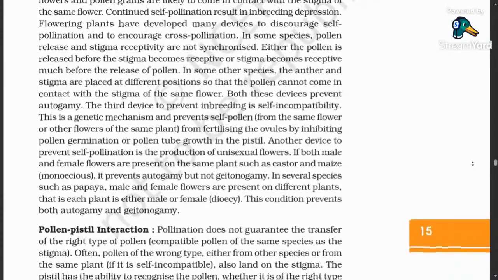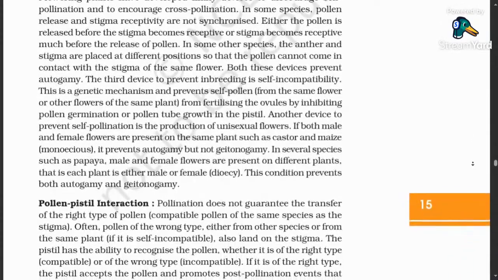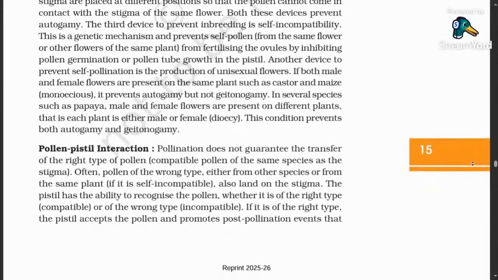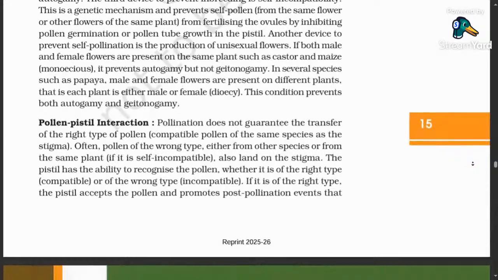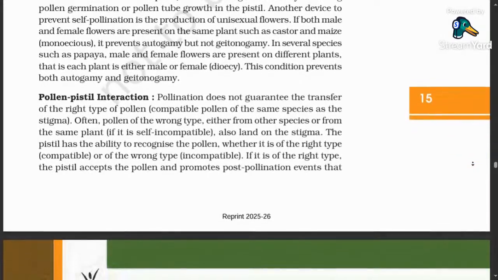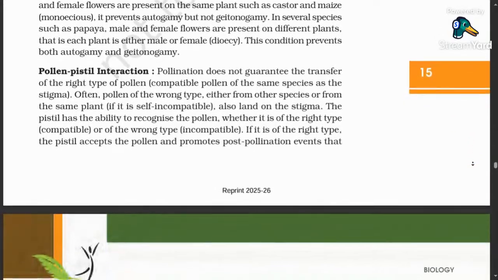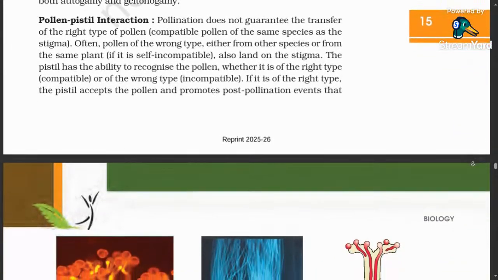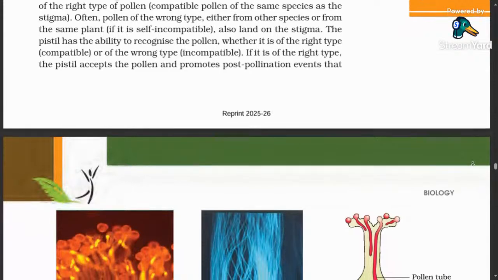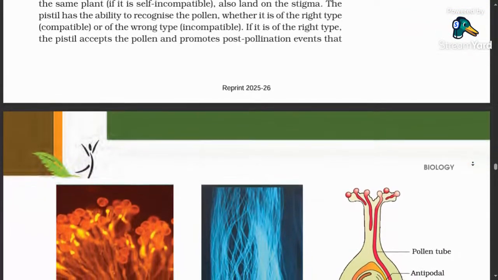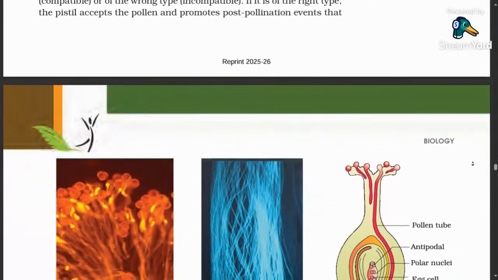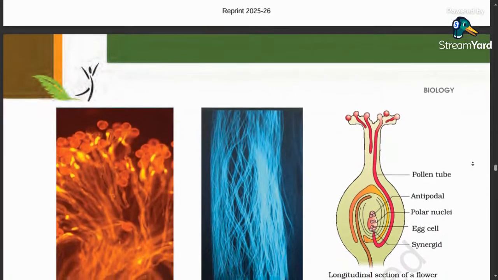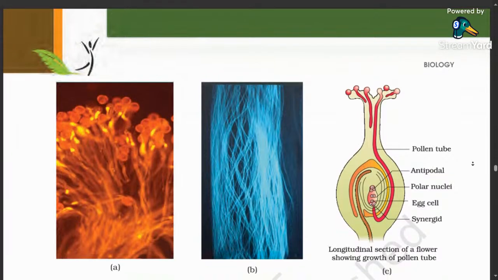Pollen-pistil interaction. Pollination does not guarantee the transfer of the right type of pollen, compatible pollen of the same species as the stigma. Often, pollen of the wrong type, either from other species or from the same plant, if it is self-incompatible, also lands on the stigma. The pistil has the ability to recognize the pollen, whether it is of the right type, compatible, or of the wrong type, incompatible. If it is of the right type, the pistil accepts the pollen and promotes post-pollination events that lead to fertilization. If the pollen is of the wrong type, the pistil rejects the pollen by preventing pollen germination on the stigma or pollen tube growth in the style.